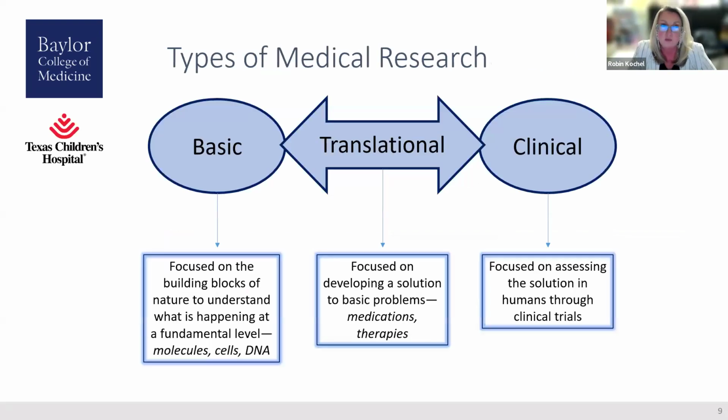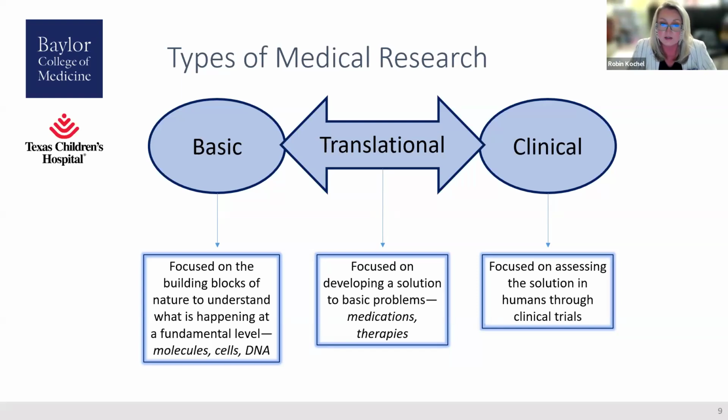Okay, so I want to review briefly types of medical research. There are three main types of medical research that are kind of related with each other. So it's basic, translational, and clinical. Basic research is focused on the building blocks of nature to understand what is happening at a fundamental level. So this is going to be the kind of research that looks at molecules or cells or DNA to really understand the basic things going on.